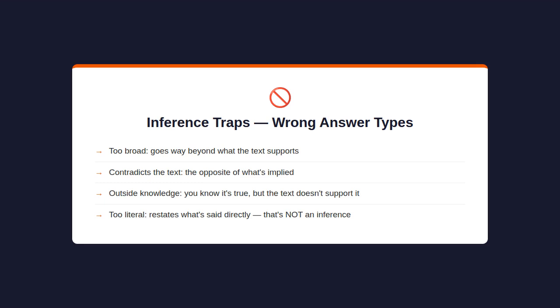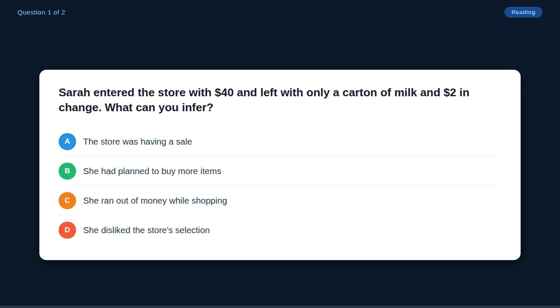Question 1 of 2. Sarah entered the store with $40 and left with only a carton of milk and $2 in change. What can you infer? Option A, the store was having a sale. Option B, she had planned to buy more items. Option C, she ran out of money while shopping. Option D, she disliked the store's selection.